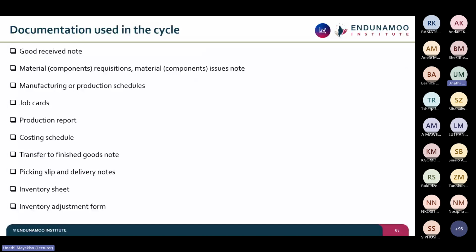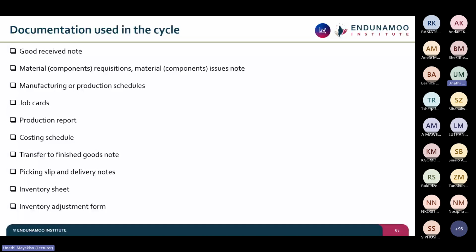The documentation used: a goods received note, when you're purchasing your raw materials. When it arrives, you sign your goods received note. You'll have material component requisitions from different departments, for example a manager requesting something to be purchased. Then you'll have manufacturing and production schedules that state at which point your inventory is in its conversion process: still at the raw material stage, or, say, 50% converted, and how much material has been used to get from 0% to 50% conversion.